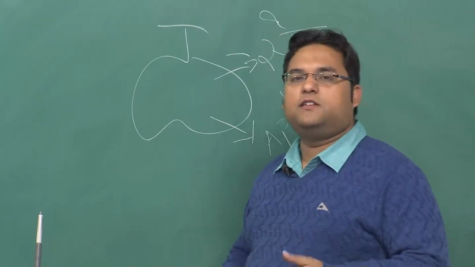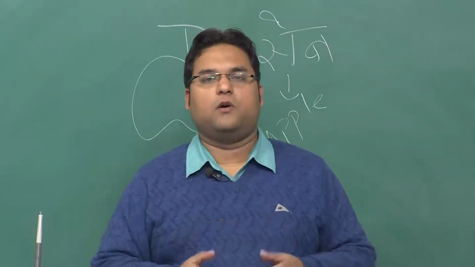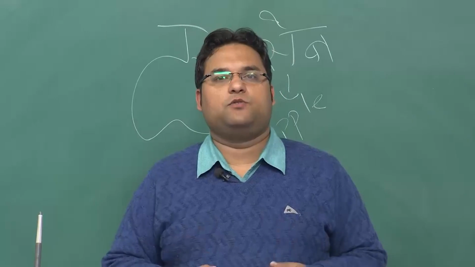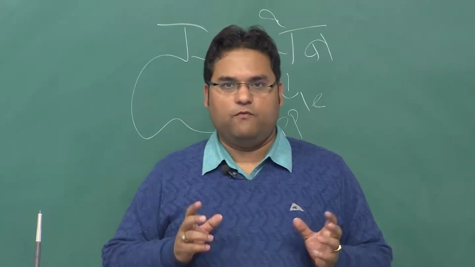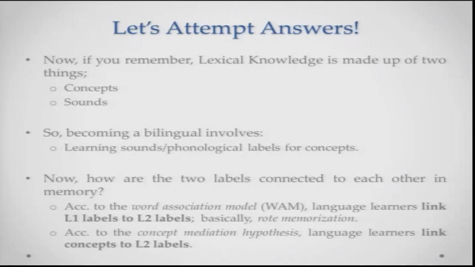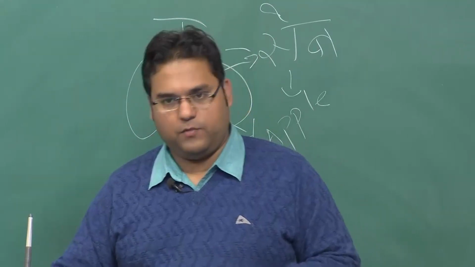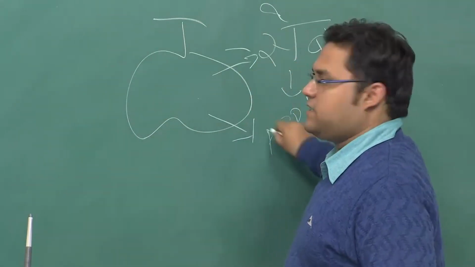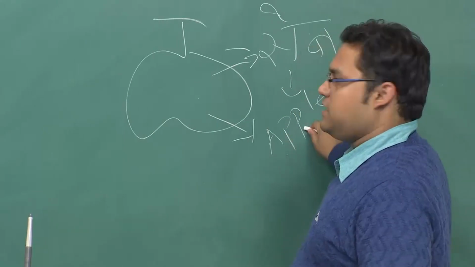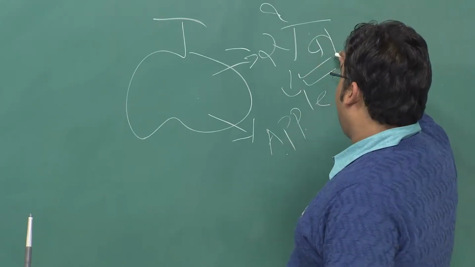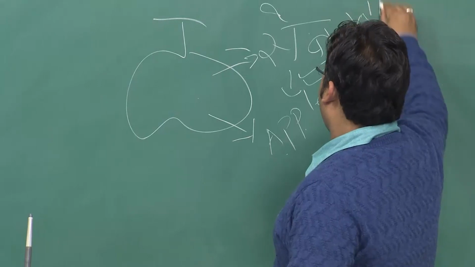So this is one of the things that people have thought about, and there are two hypotheses which were given to explain this. One of them is the word association model. The word association model basically thinks that language learners are linking L1 labels to L2 labels. So what they are basically doing is they are not making this connection here, but they are making this connection. So this is basically what the word association model talks about.